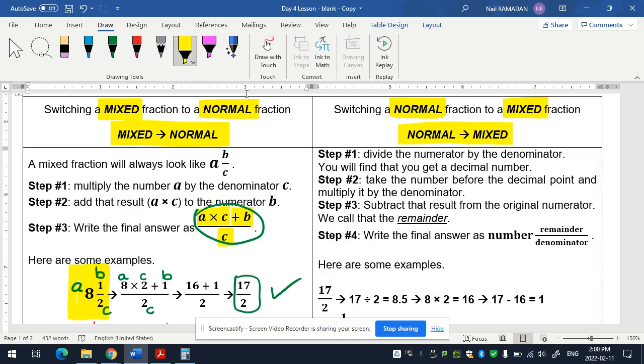Step number two, take the number before the decimal and multiply it by the denominator. Step number three, again, I know this is getting confusing or a bit of a longer process, it's okay. When you do examples, everything makes sense. So step number two, take that number before the decimal and multiply it by the denominator. Step number three, you take that result and subtract it from the original numerator. We call that the remainder.